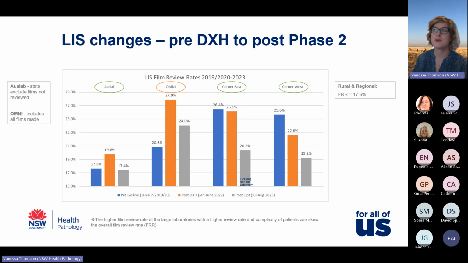This is just looking at the different LASs. As I said, AusLab had quite low film review rates already, and the stats are a little bit dirty. The stats from AusLab do include films that are not reviewed, whereas Omni include all films made. That's why I think the Omni rates are a little bit higher, but overall, great outcome. Rural and regional, their film review rate is 17.6. I thought I'd just call that out as a separate one.